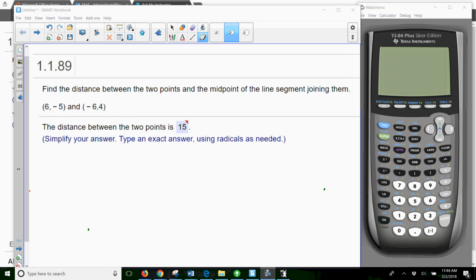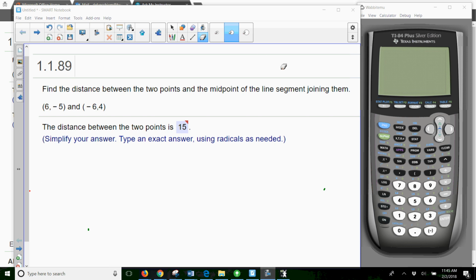Okay, in this video, we're going to take a look at a problem from our math lab where we want to find the distance between the 2 points and the midpoint of a line segment joining them. So we have the points (6, -5) and (-6, 4).